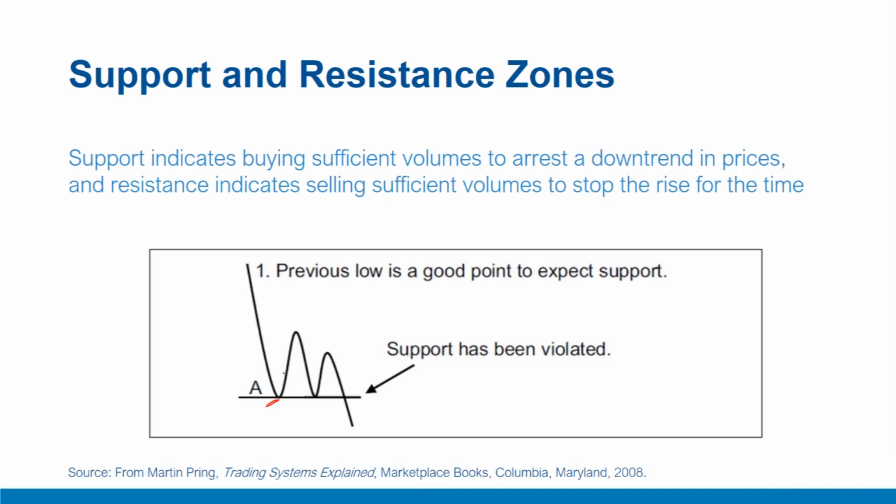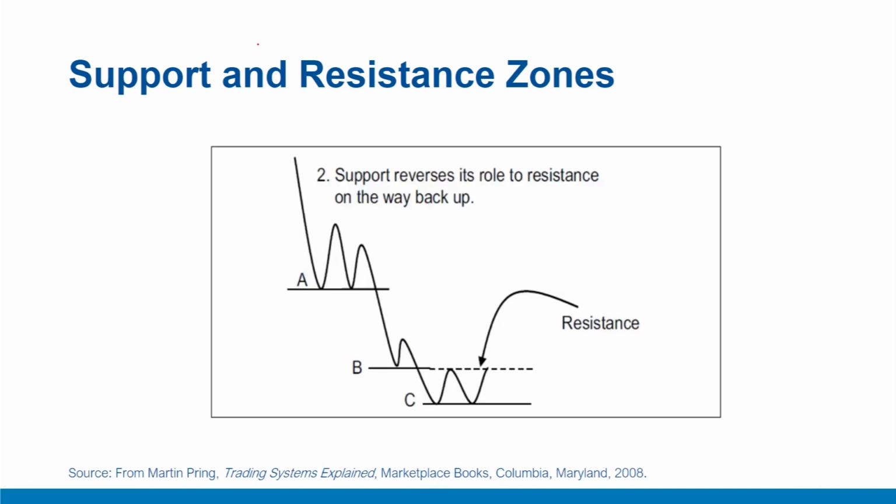Point A here is considered a temporary support area, as we can see here. The price finds bottom at A, moves up, then falls back to A, and again finds support. The third time it violates the support, and the price finds temporary support at B next time. As we can see here, this B point is the next support. Again, C also proves to be a support point, but note that the rallies are reversed now, and now B becomes the resistance zone. So the support reverses its role here, as we can see at point B, to resistance on the way up.